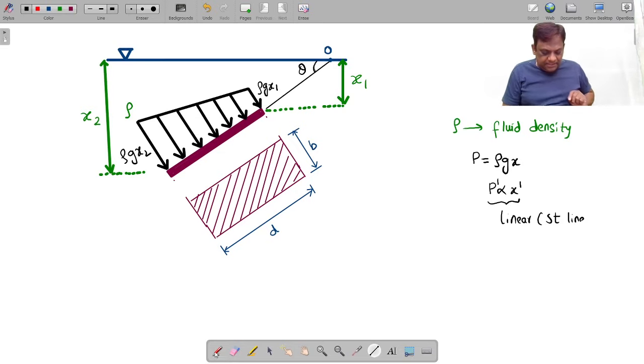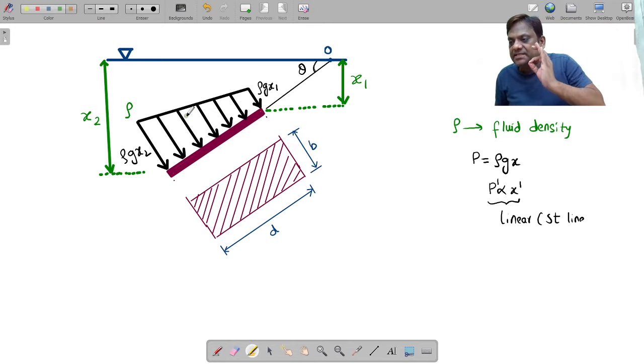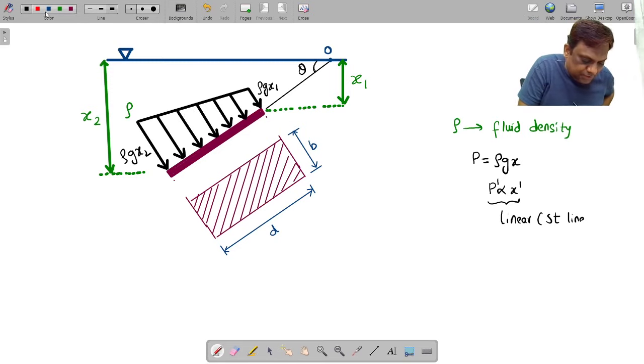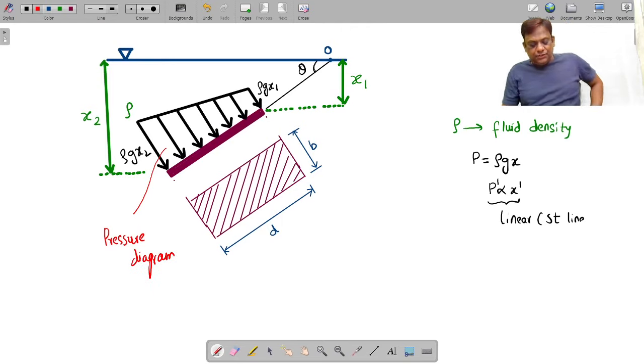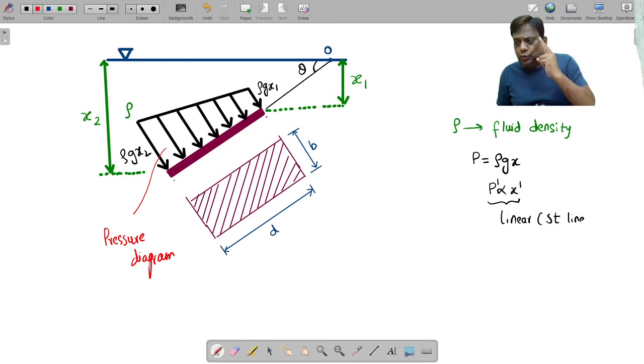Yes, and this diagram is known as pressure diagram. Pressure diagram.